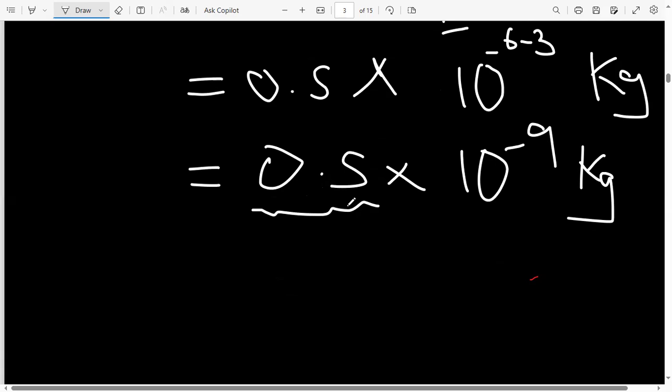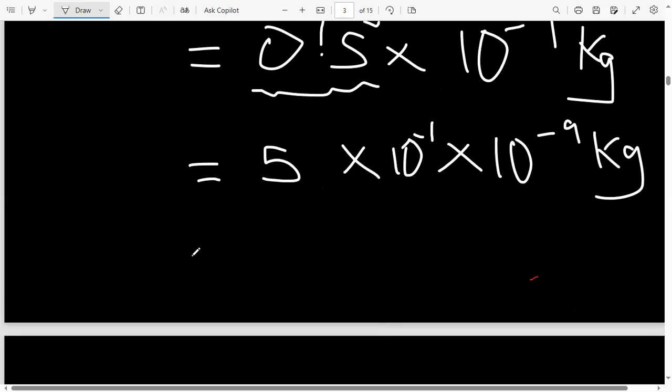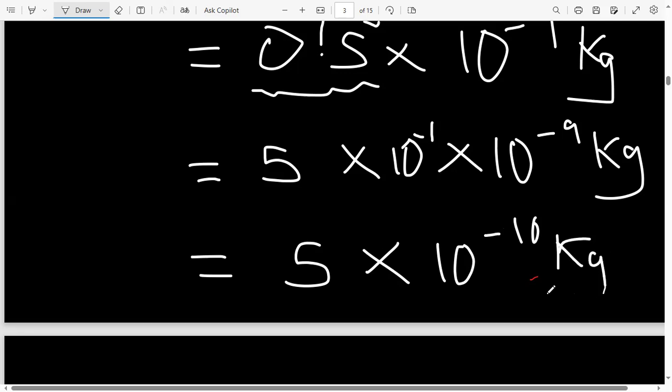Okay, so what can we do to make this number greater than 1? We are going to move this point to the right 1 time. So it means we are going to have 5 multiplied by 10 to the power what? Since we've moved this point to the right 1 time, the power here will be minus 1, and then multiplied by 10 to the power minus 9, and then kg. So from here, we're just going to have 5 multiplied by 10 to the power minus 10 kg. Okay, so this is the final answer here.